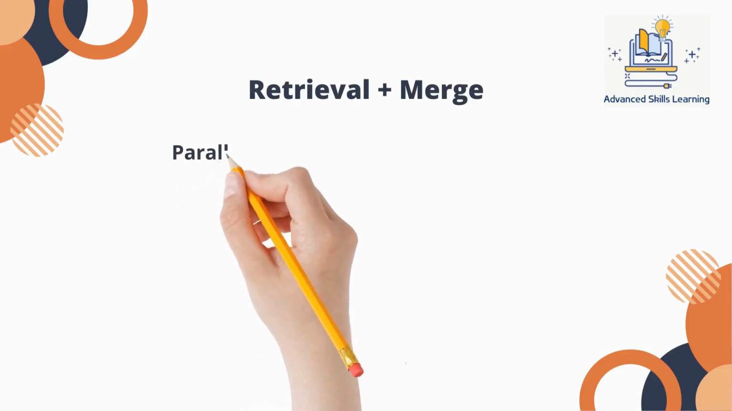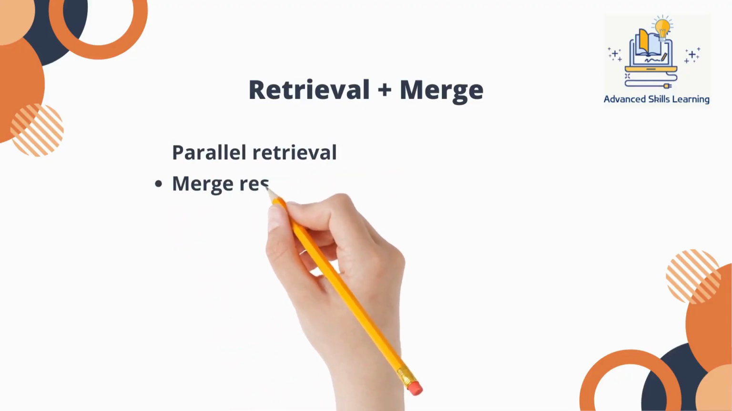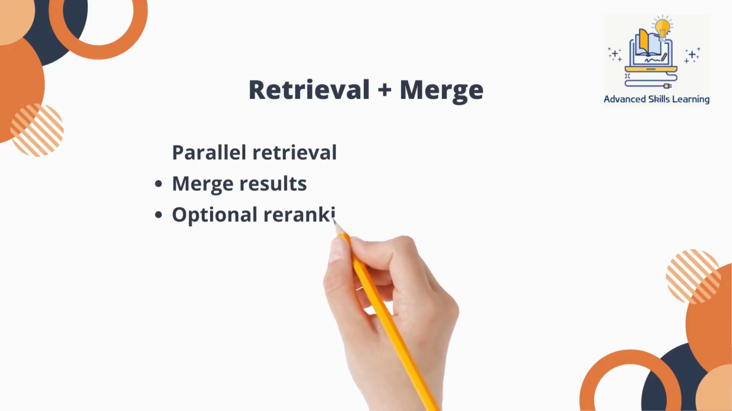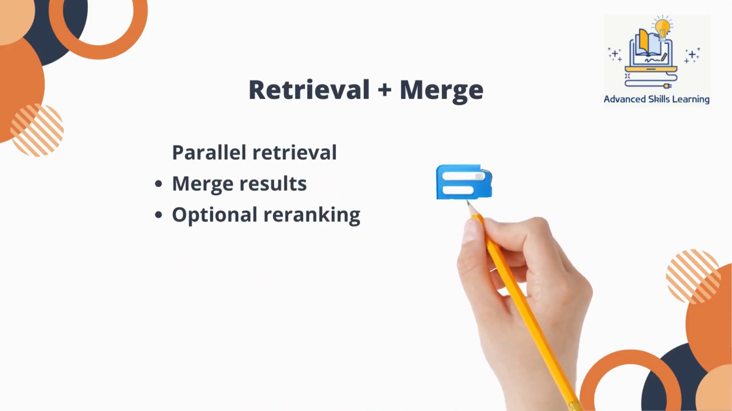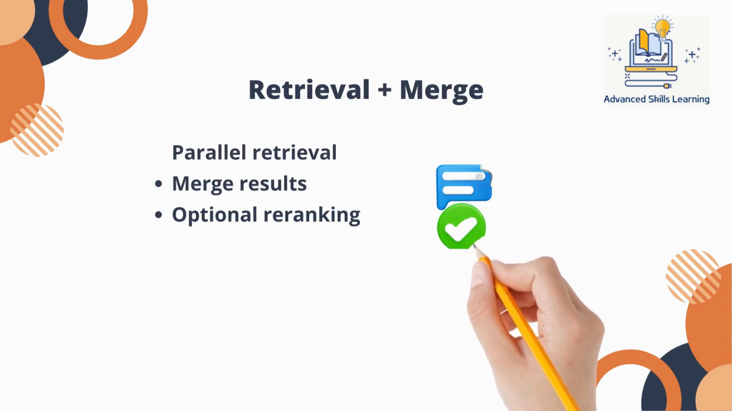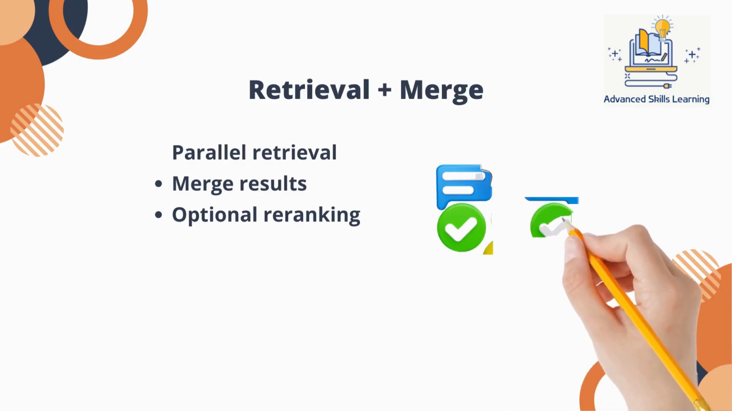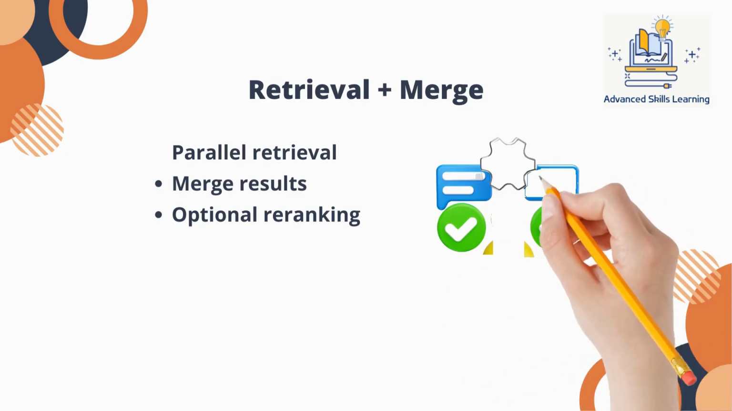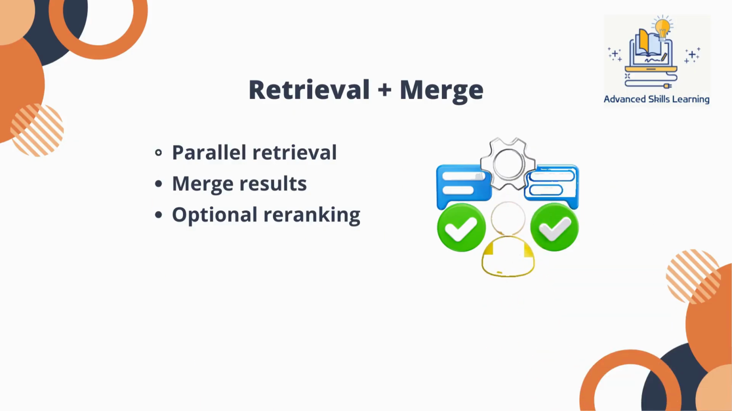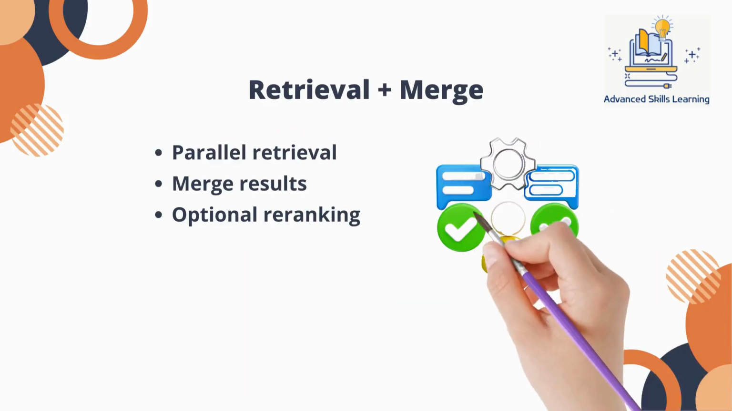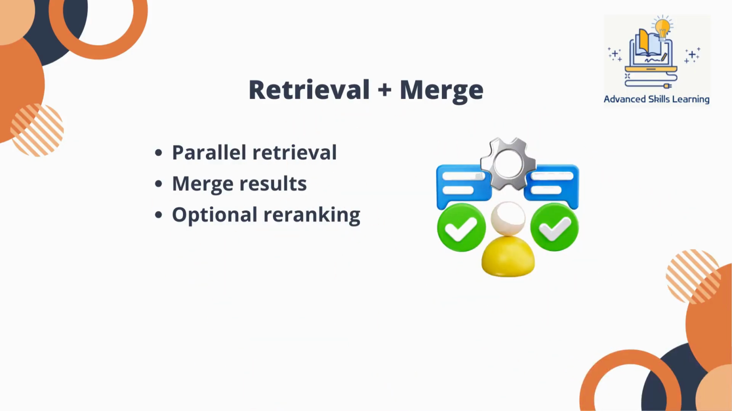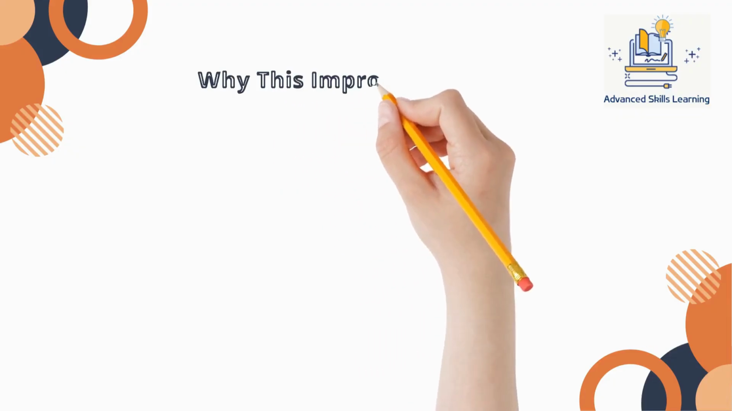Once routing is complete, retrieval happens. Some systems query a single index, while others retrieve from multiple indexes in parallel. The results are then merged into a unified candidate set. Often, a reranker is applied at this stage to reorder results based on relevance before passing the final context to the language model.